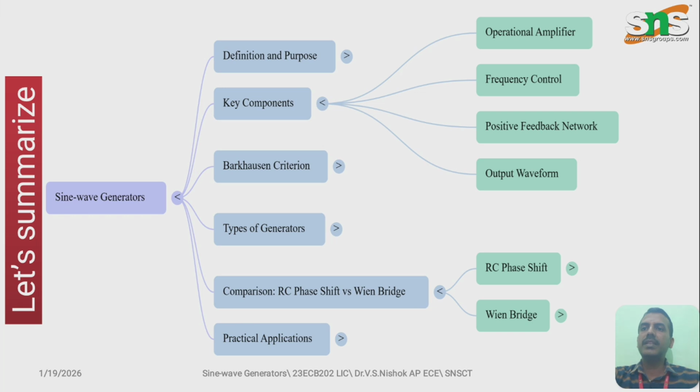We have started by seeing what a sine wave generator is and what the criterion, that is the Barkhausen criterion, behind the sine wave generator is, and then coming to the different types of sine wave generators like RC, LC sine wave generator, and crystal oscillators, etc. And we have ended up with the practical applications.